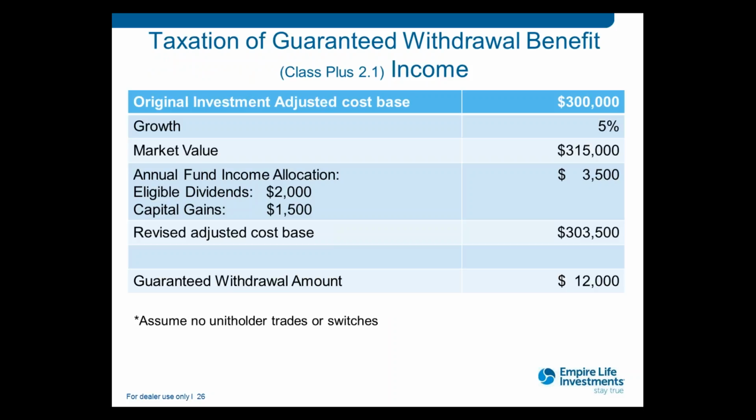In this particular example, we've got that same $300,000 of investments. That's earned 5% on the money, so it's now worth $315,000. But there was an annual fund income allocation this year of $2,000 of eligible dividends plus $1,500 of capital gains. So the revised adjusted cost base is $303,500. We simply take the $300,000, which was the original adjusted cost base, and we're plowing back that income, which is not being distributed, it's simply being allocated. So the new adjusted cost base now is $303,500. And the guaranteed withdrawal amount in this particular example, again, is $12,000.